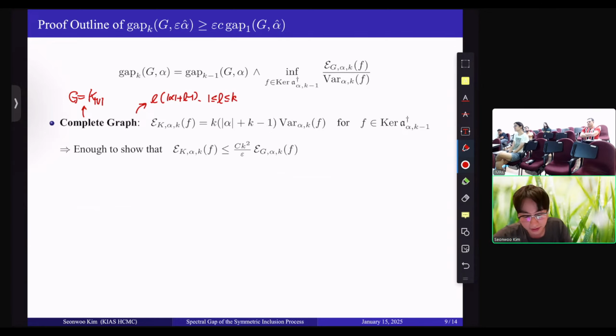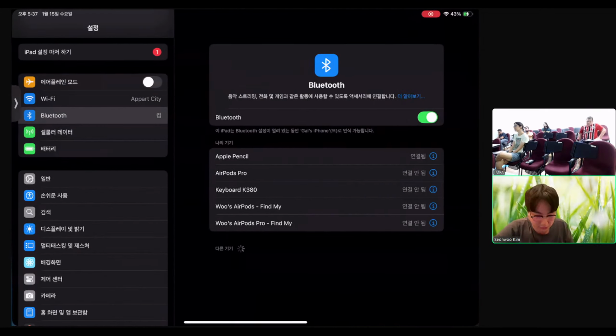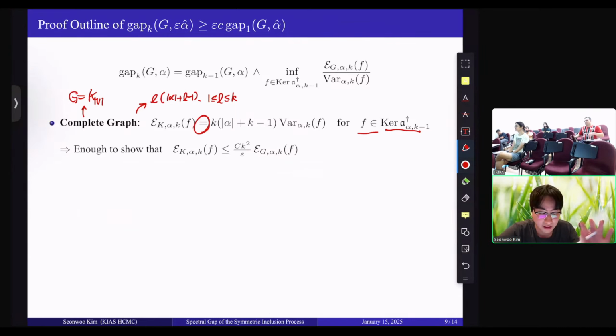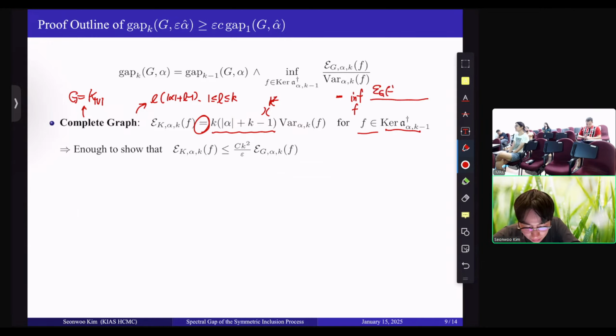And then we can also prove that for each F belonging to the kernel of the creation, we have this exact identity here. So we have an identity such that the Dirichlet form and the variance have the ratio of K times this term, which is approximately K squared. So it gives us enough room such that this infimum can be rewritten as the infimum of some same functions, but we have a Dirichlet form of the graph here, and in the denominator we have a Dirichlet form of the complete graph, but we have some reinforcement in the numerator.